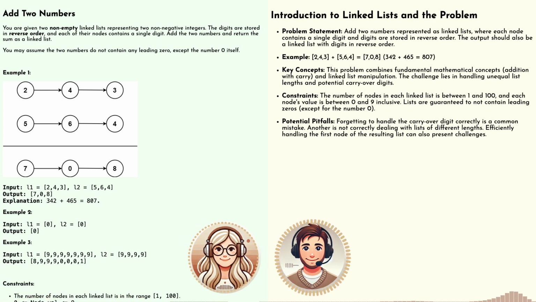Reverse order. So it's not just a straightforward representation of the number? Right. Think of it like this. If you wrote the number 342 on paper, but flipped the digits around to 243, the 2 would be the head of the list, the 4 would be the next node, and so on. Okay, so the head of the list represents the least significant digit in the number. Makes sense. So what's the actual task here? What are we supposed to do with these linked list numbers?